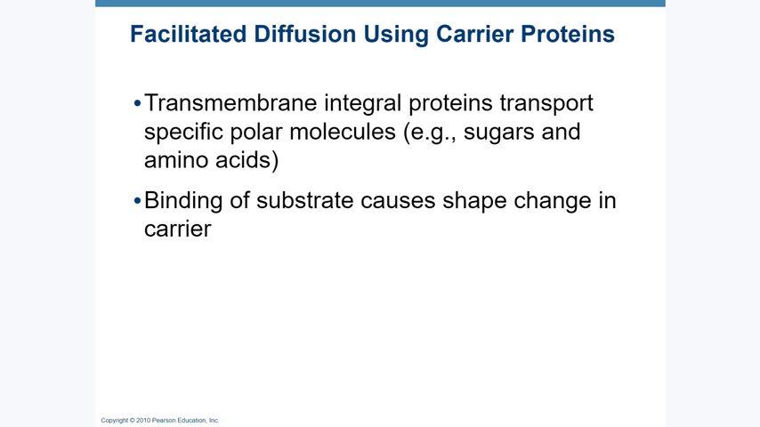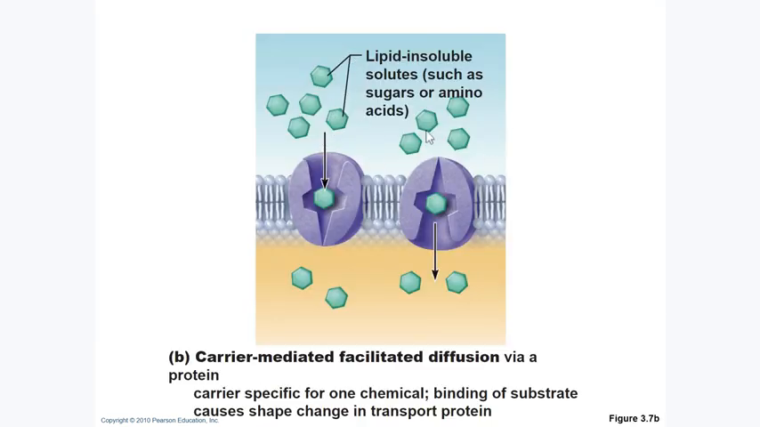So, transmembrane integral proteins that transport specific polar molecules like sugars and amino acids are going to be our carrier proteins. The binding of the substrate causes a shape change to let it in. It's like something has to open a door. So it opens a door and it closes behind them. That is how facilitated diffusion with carrier proteins happens. So you see sugar comes in, and then the door opens and it closes behind them. So they are carried across the membrane.